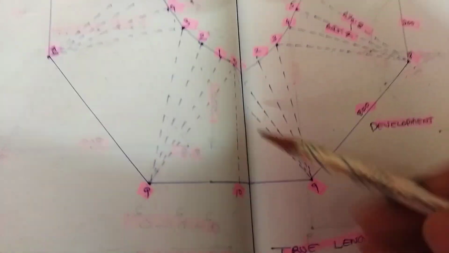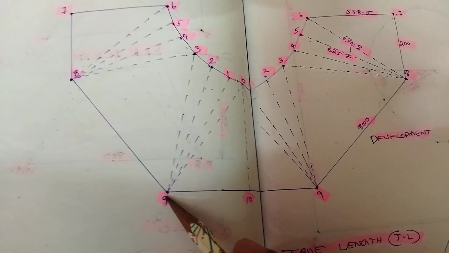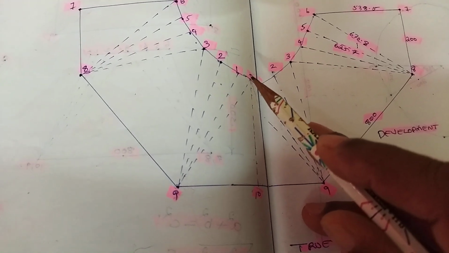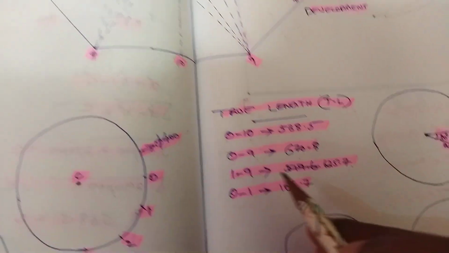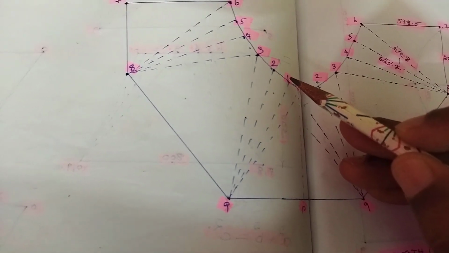With these true lengths, we can draw this pattern development. How will we do it? Up to 9 we have drawn. 9 to 0 we have already drawn. 9 to 1 measurement, what is that? 9 to 1 measurement is 625.7. 625.7 we have to draw here using a compass.